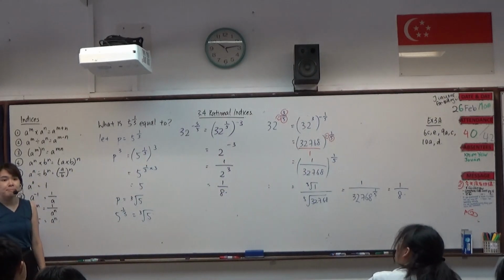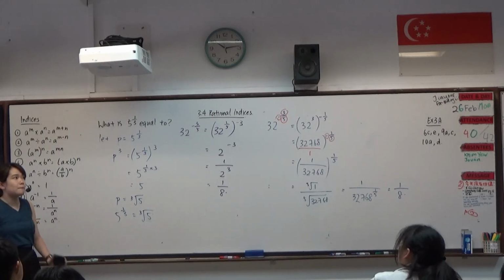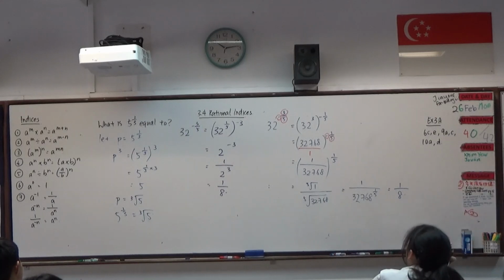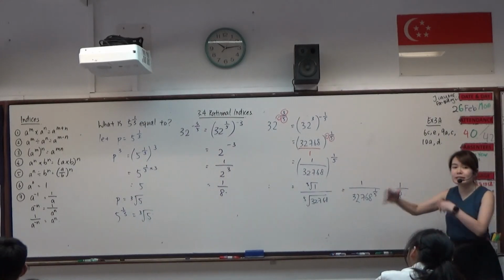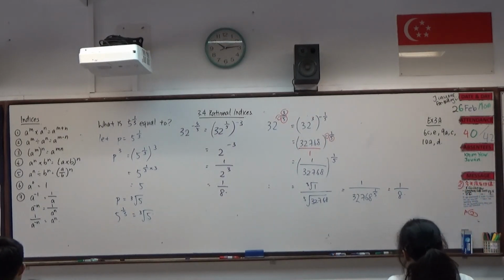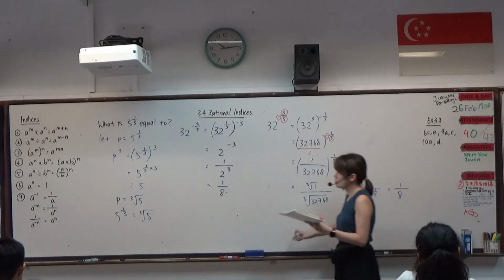So I'm seeing things in separate components. Negative has a certain effect, numerator has a different effect, denominator has a different effect. The numerator is about repeated multiplication, for which you can just press calculator if it's a number.